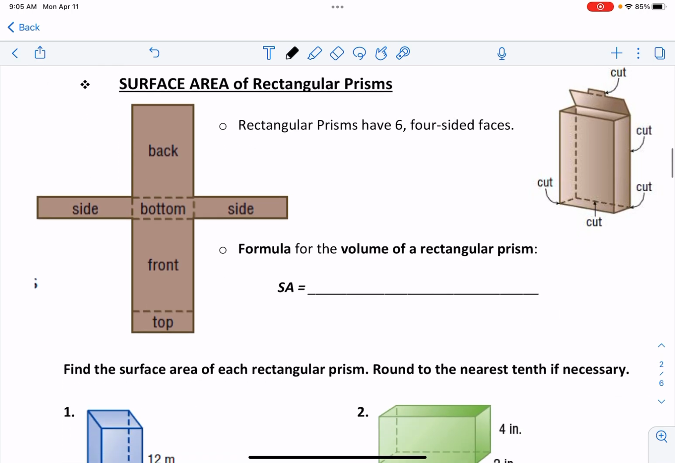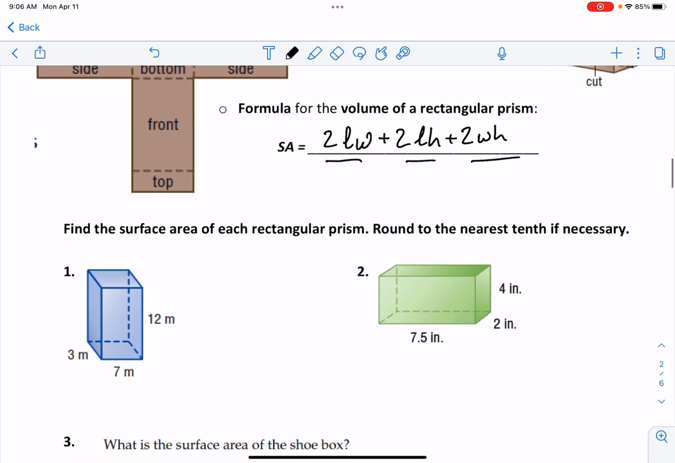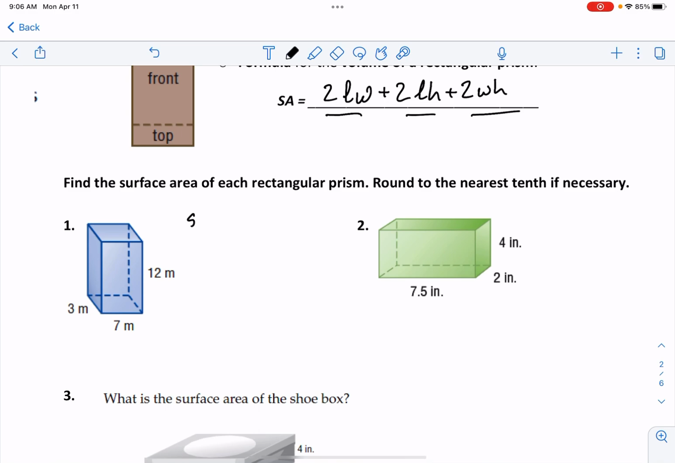So the formula for a rectangular prism is going to look big and daunting, but it's super easy. We just have 2 times the length times the width plus 2 times the length times the height plus 2 times the width times the height. So it looks pretty messy, but it's not that bad. We're just going to complete all of our multiplications before we add these things together. So using our formula, we're going to have surface area equals 2.